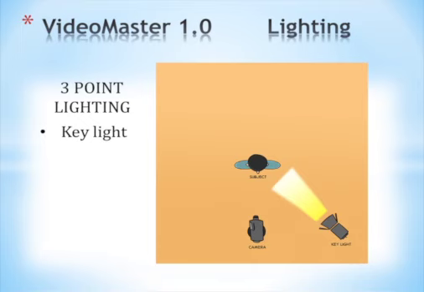So let's say this light is 100% intensity on your subject. What do we do with our next light, and where will it go?